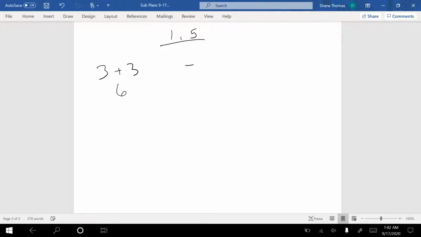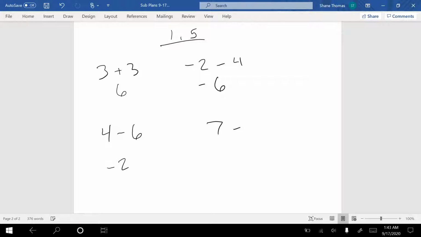Alright, same thing goes if you have negatives, say negative 2 minus 4. They have the same signs, they're both negative, so add them together. 2 plus 4 is 6, and keep the sign. Alright, if they are different, say I have 4 minus 6, subtract them. So 6 minus 4 is 2. 6 is bigger, keep the sign of the larger.